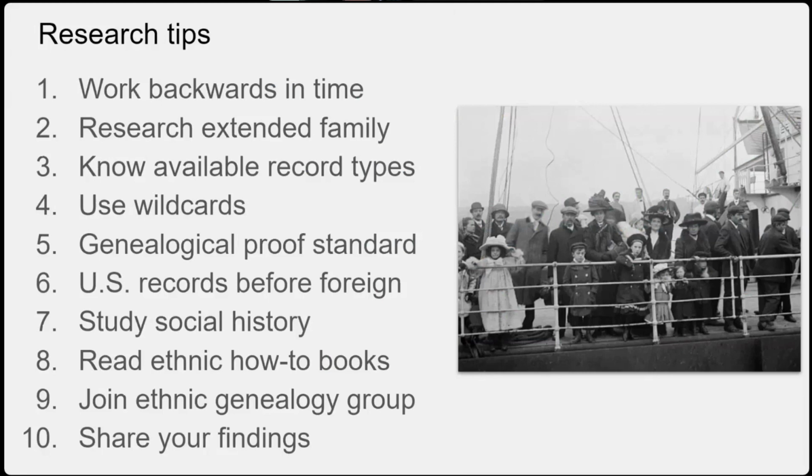Search U.S. records first before you search foreign records, both because U.S. records will be more recent for your immigrant ancestor and because you would need to know a foreign language to evaluate foreign records. Study social history, which examines the social, economic, and cultural factors related to a group of people. Understanding how these factors affected your ancestor's ethnic group makes it easier for you to determine which records you should seek first and where you might find them. Read ethnic how-to books and join ethnic genealogy groups to help you understand what records and techniques work best for that group. Share your findings with others so that they can benefit and they can also offer you suggestions.